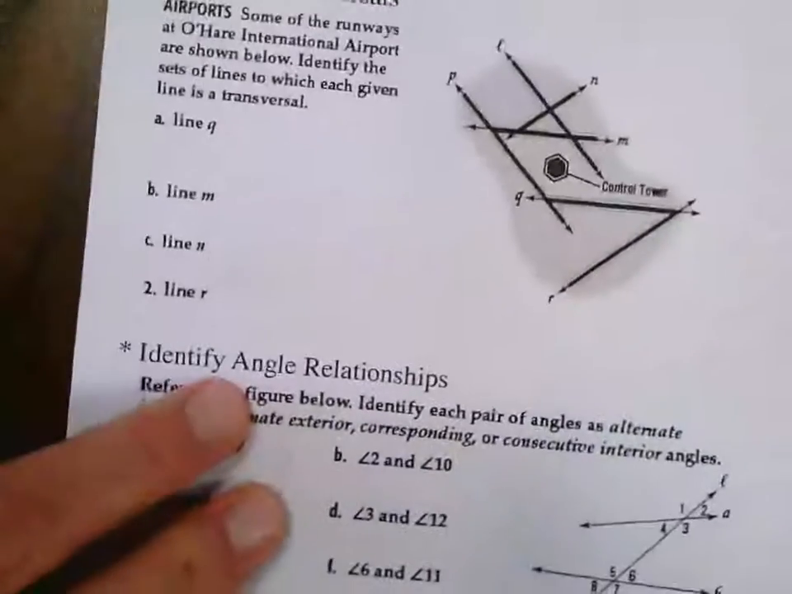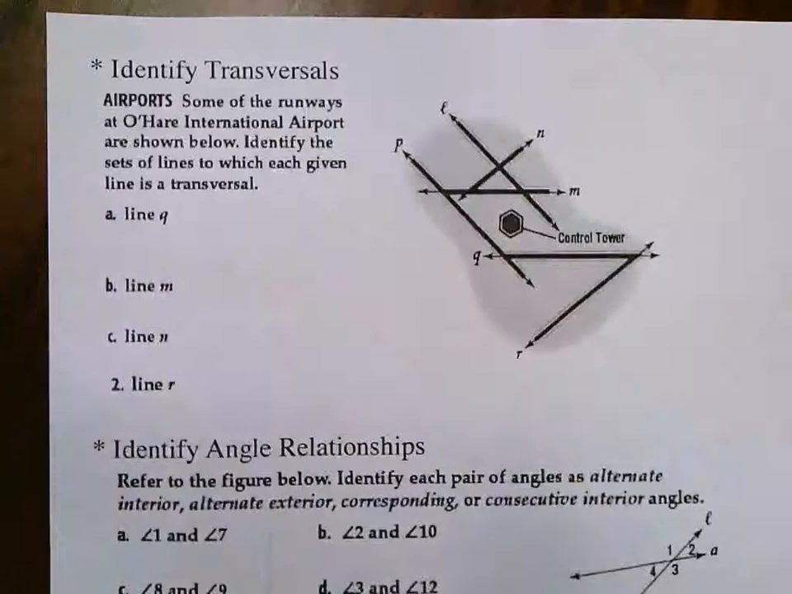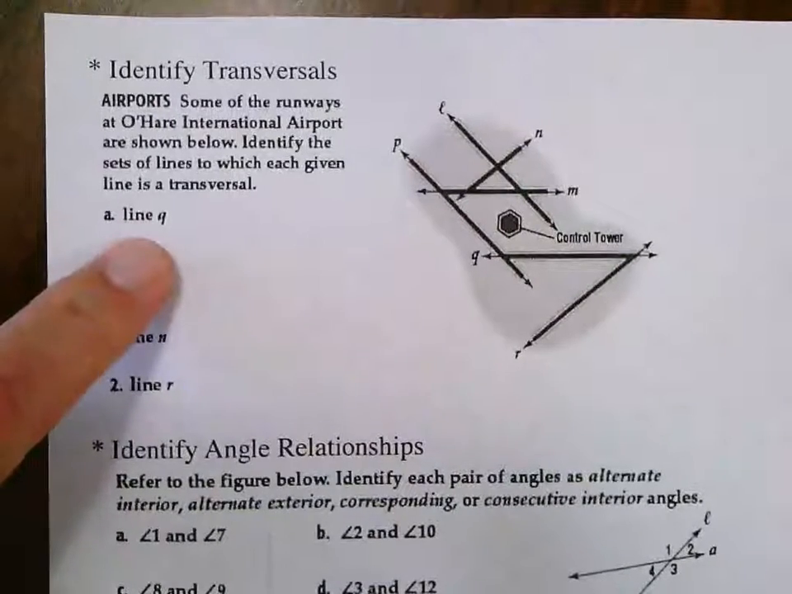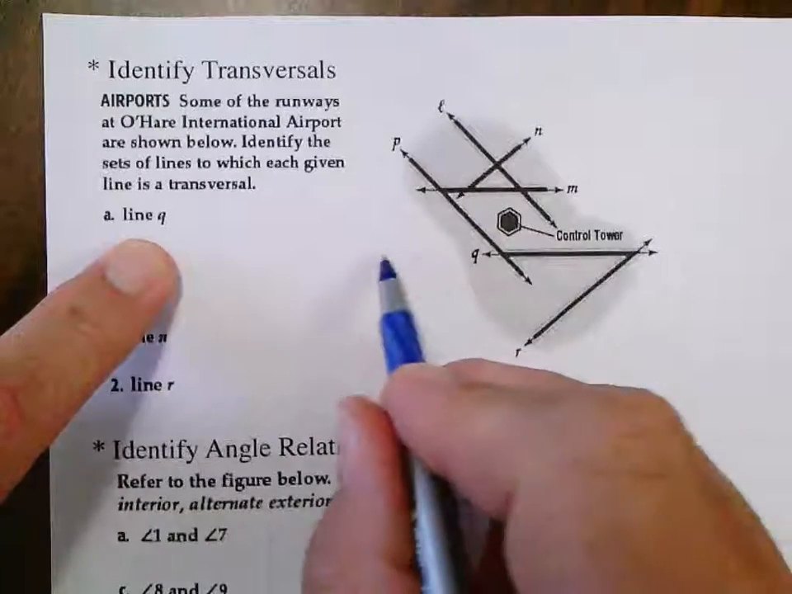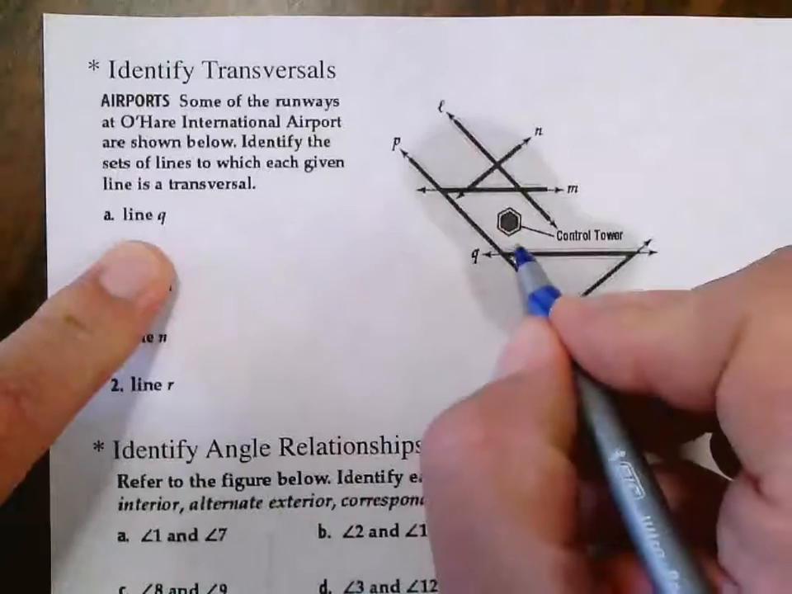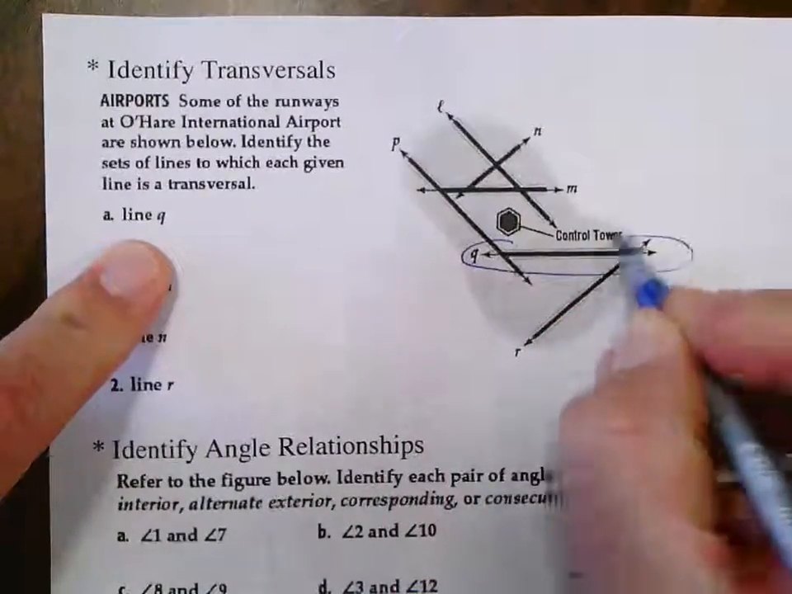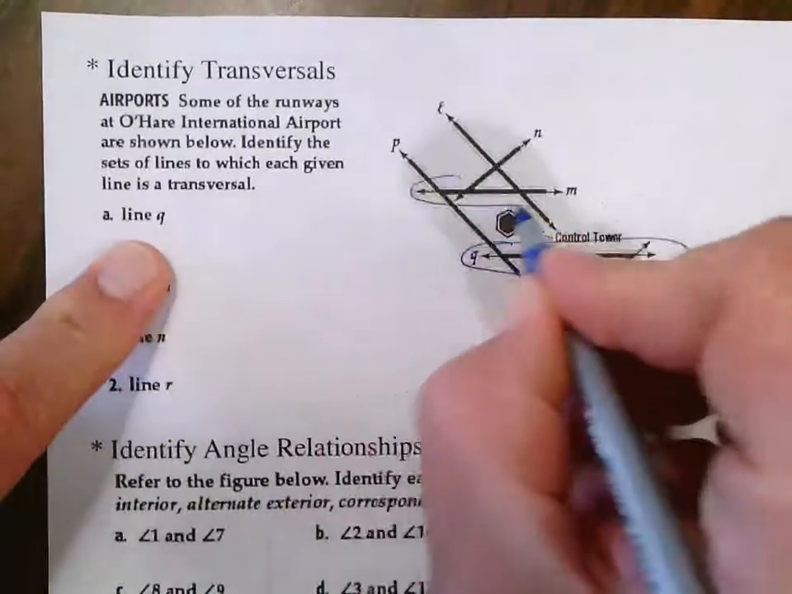Okay, flip it over. Identify transversals. Basically, I'll just do one here and you can try them out. Line Q is a transversal. What line does line Q intersect? Here's Q right here. I'll circle it. What's another line here that's parallel? See how M is parallel with it?